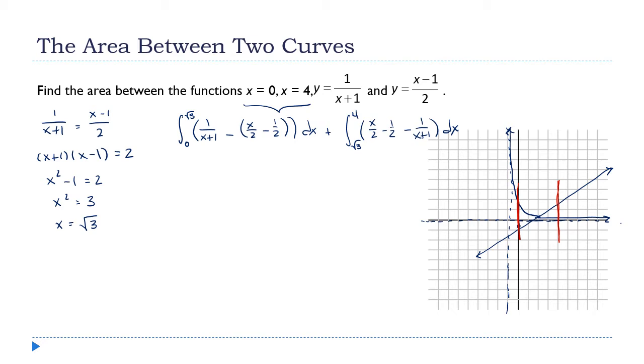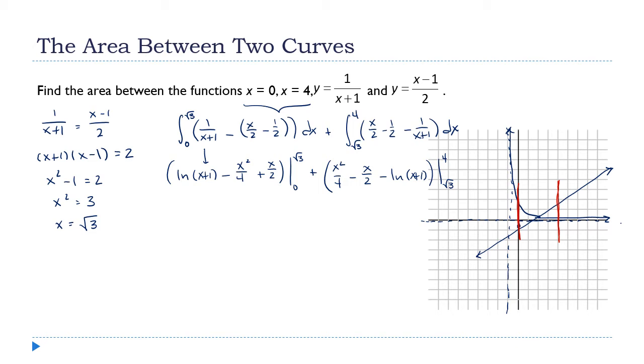Okay, so let's see. Antiderivatives. This part is the ln of x plus 1 minus x squared over 4 plus x over 2, from 0 to the square root of 3, plus, let's see, x squared over 4 minus x over 2 minus the ln of x plus 1 from the square root of 3 out to 4.